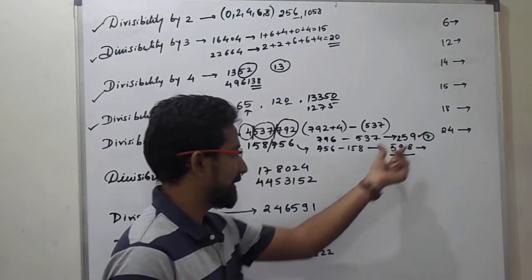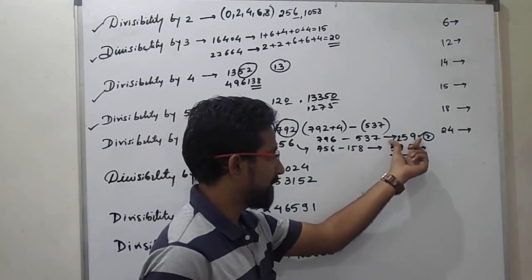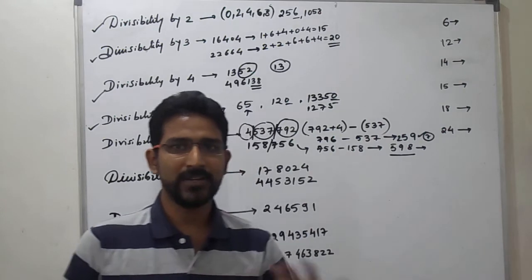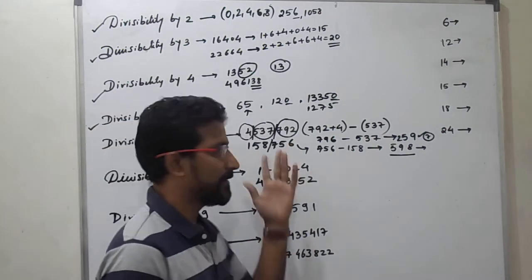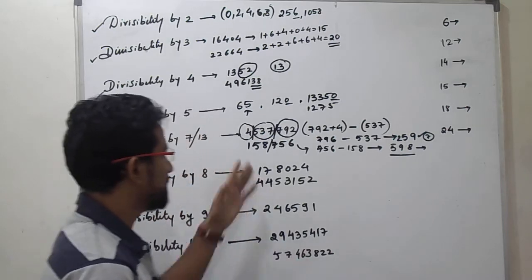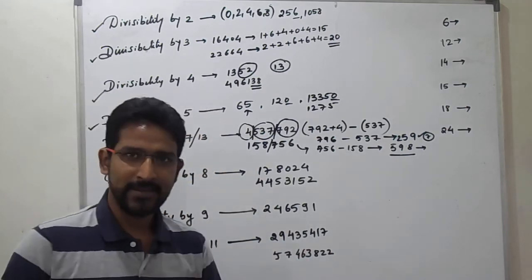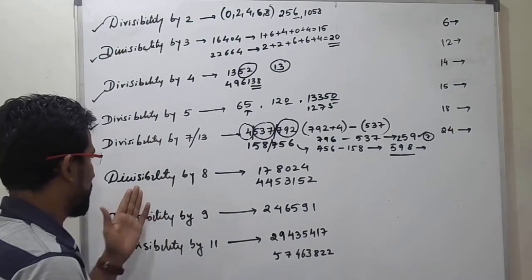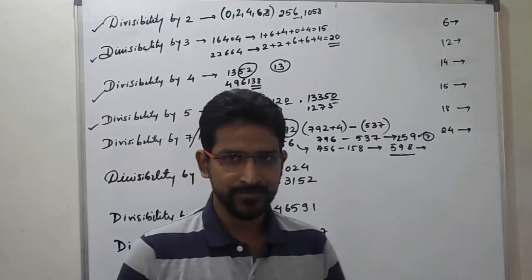And if you are getting that the number is not divisible by 7 also, not divisible by 13 also, then the given number will not be divisible by 7 or 13. So this is for divisibility by 7 and 13. Now we'll see the divisibility by 8.